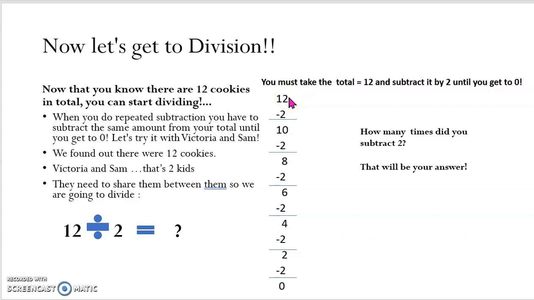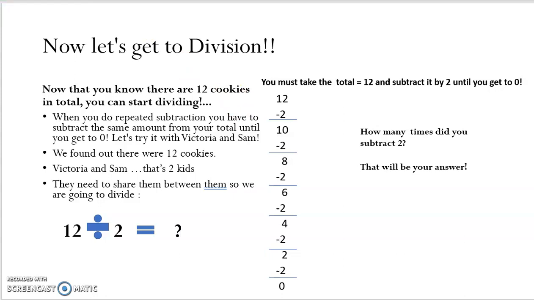So we have our total, which is 12, and because I'm dividing by 2, I'm going to subtract by 2. 12 minus 2 is 10, minus 2 is 8, minus 2 is 6, minus 2 is 4, minus 2 is 2, minus 2 is 0. So Miss Peta, how am I going to get my answer? Well, once you reach 0, you have to go back and you have to see how many times you subtracted.